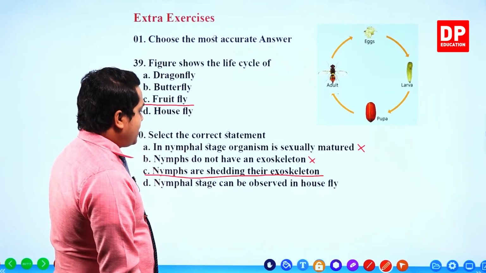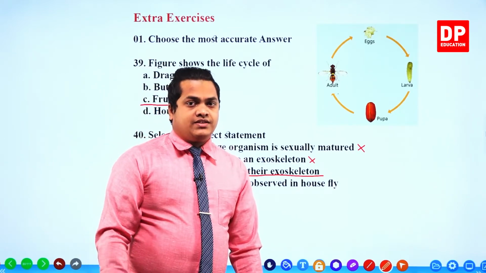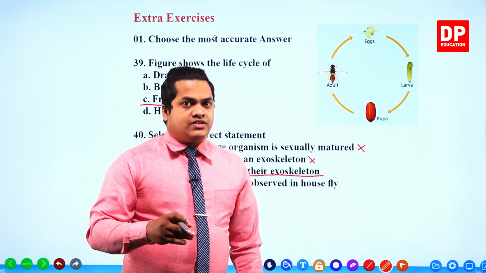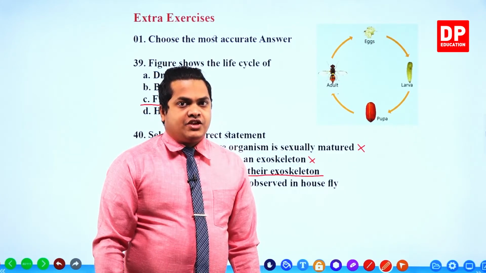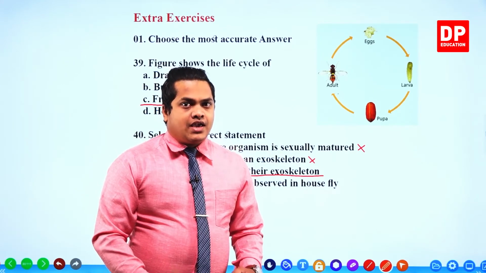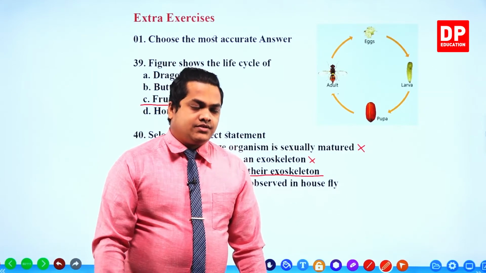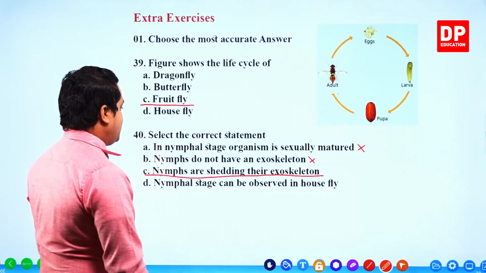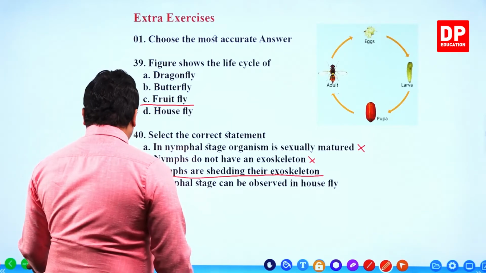The next one: the nymphal stage can be observed in the housefly. Once again, it is incorrect. The housefly undergoes complete metamorphosis, so we can't observe a nymphal stage in the housefly. However, nymphs are able to shed their exoskeleton to become an adult. So our answer should be: nymphs are shedding their exoskeleton.